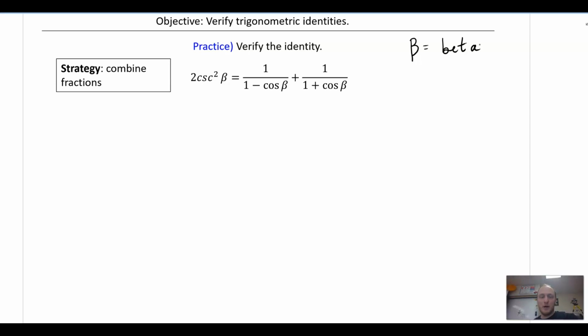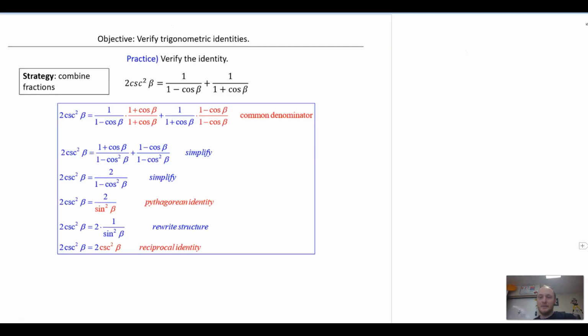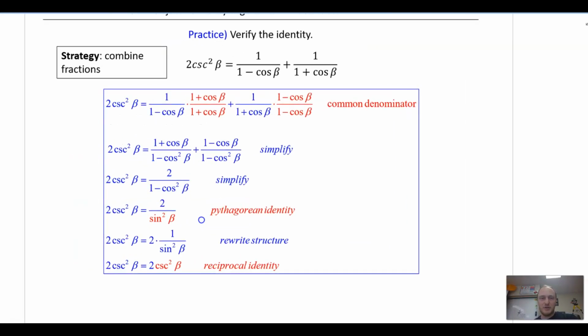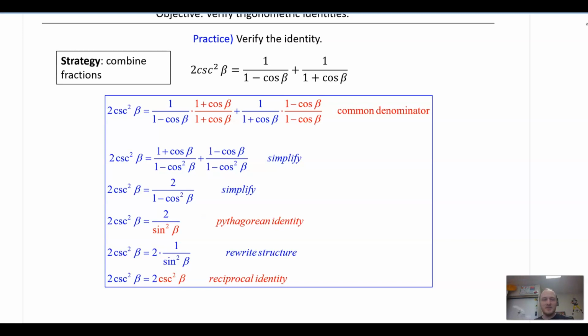All right, hopefully you tried this. I hope you multiplied by the conjugates. It's a very similar structure. So here is the solution.